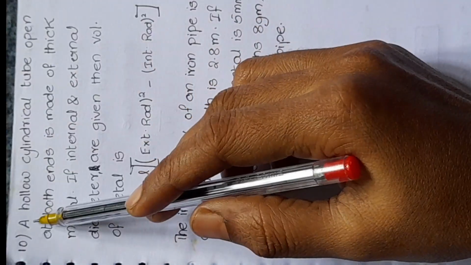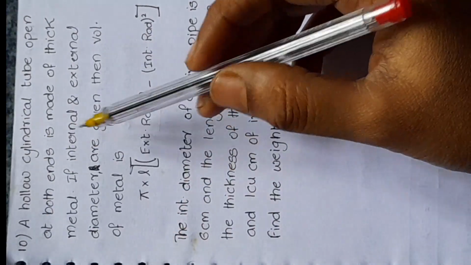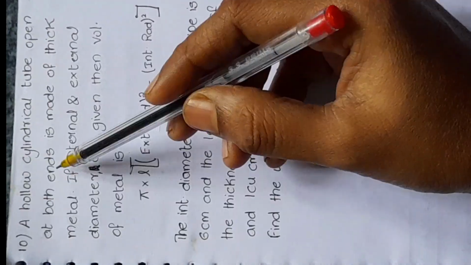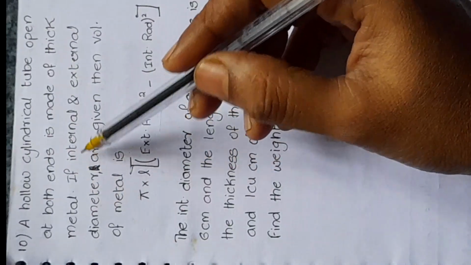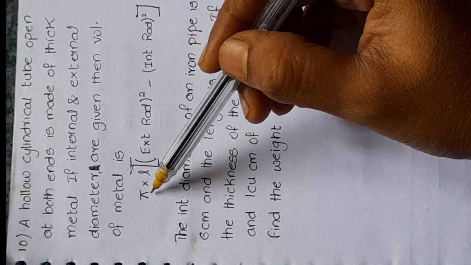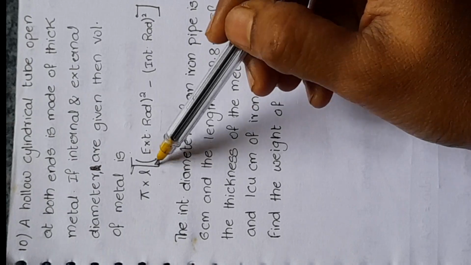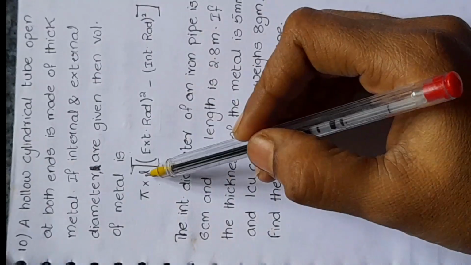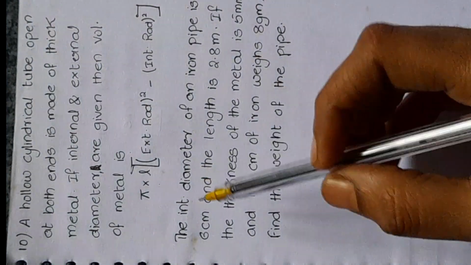Question number 10. This is also similar to question number 9, but in this question both internal and external diameter are given. A hollow cylindrical tube open at both ends is made of thick metal. If the internal and the external diameter are given, the volume of the metal is: formula is pi into L into external radius square minus internal radius square. Here L is the length of the tube. Now let us see the question.